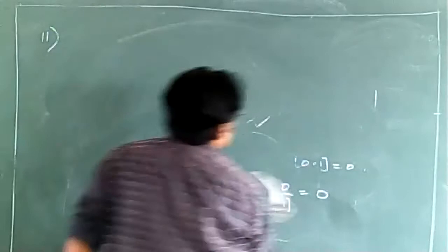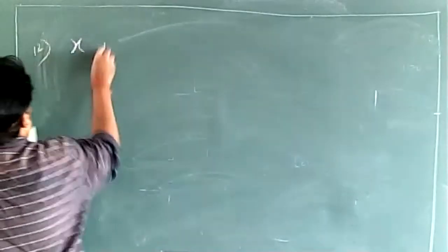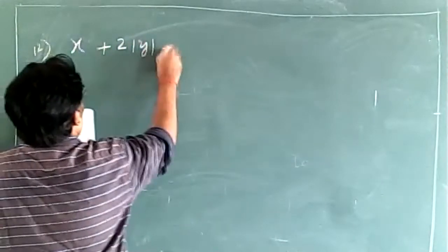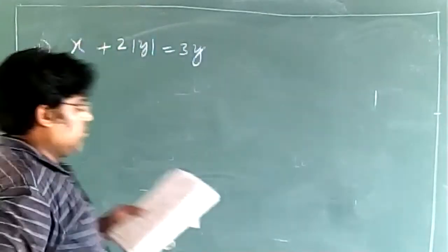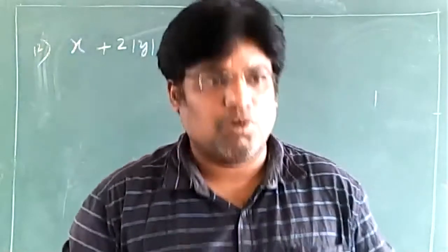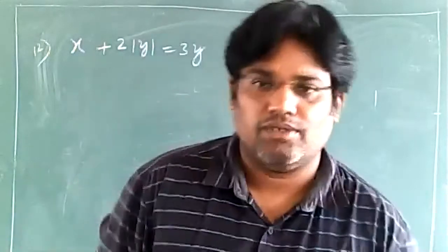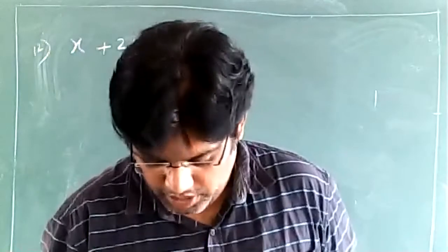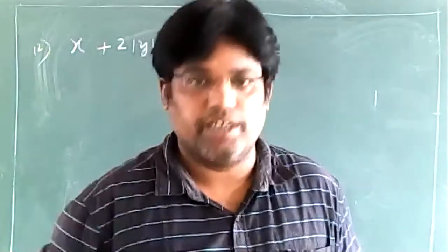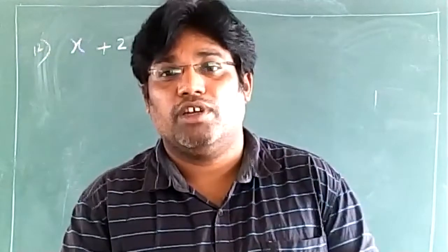Coming to the 12th. The 12th is very simple. X plus 2 mod y is equal to 3y. Then f of x is continuous everywhere. This problem is actually on differentiability, because we have still not yet started differentiability in the module. So the 12th and 13th we will discuss later, when the differentiability concept comes, because you don't know the differentiability concept, so how can I explain this?